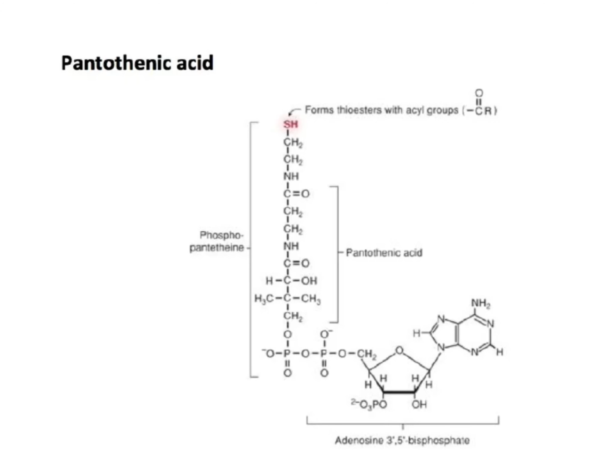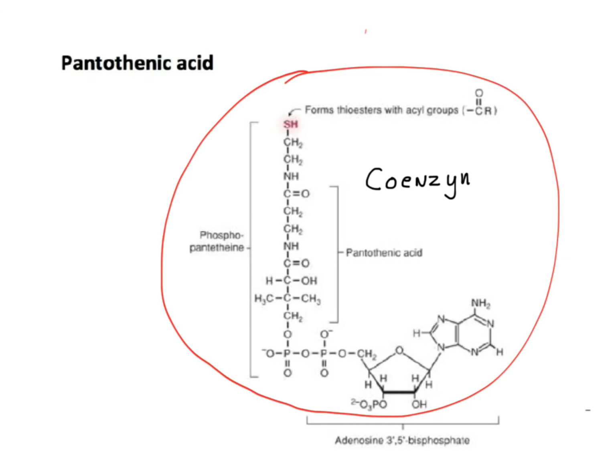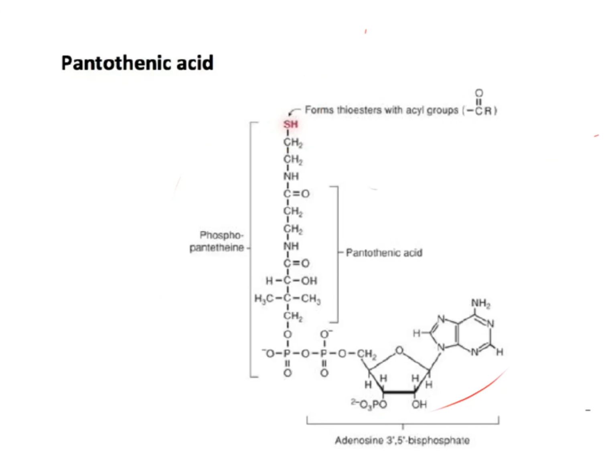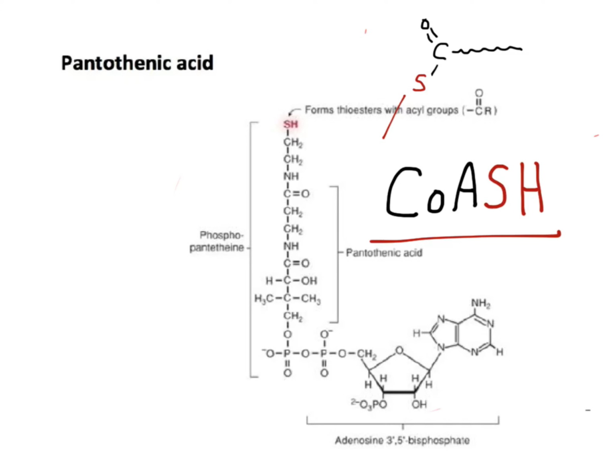Pantothenic acid, or vitamin B5, is required to make coenzyme A. If we have pantothenic acid in the diet, it can be converted to coenzyme A through the addition of adenosine phosphates and a cysteine. The sulfur group of the cysteine is the reactive side of the coenzyme that forms a thioester when it reacts with the carboxyl of the acyl group. Coenzyme A in the reduced form is abbreviated CoA with an SH to show the reduced sulfur atom.